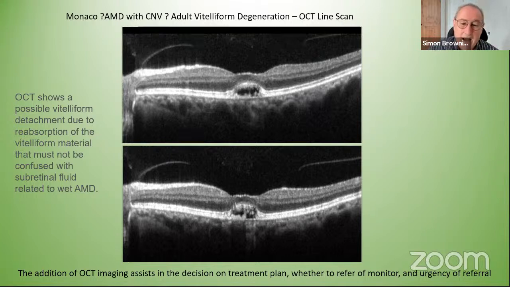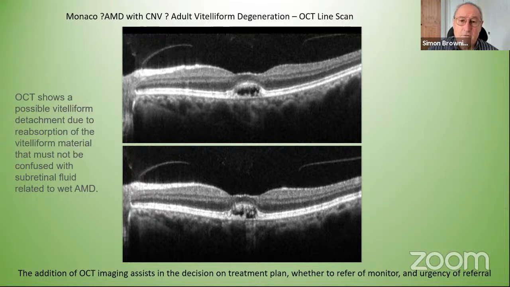And we can have a look at that, and we know that we're not going to confuse that with subretinal fluid related to wet AMD. So once again, having that OCT image alongside the standard retinal image assists us in the decision on any treatment or whether to refer or monitor. And so immediately that information gives us much, much more detail. We can put notes on our record cards about the patient much more thoroughly.